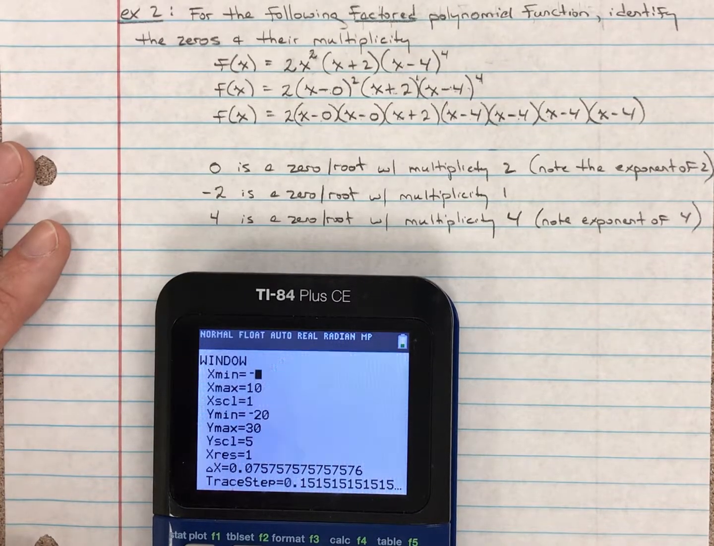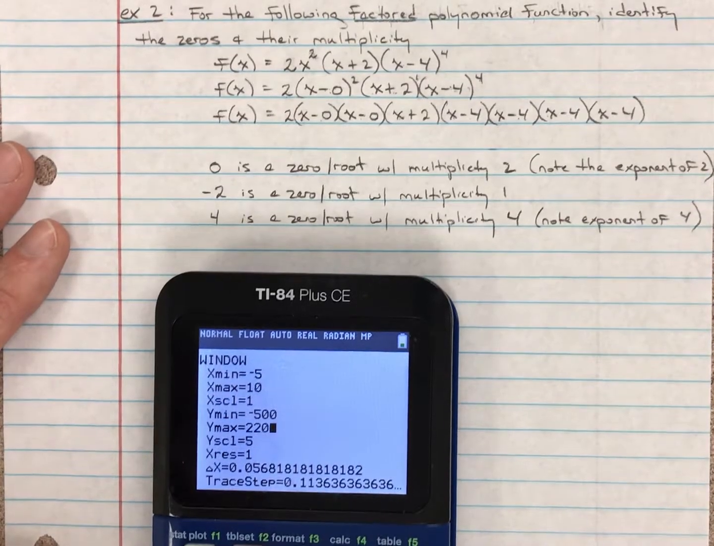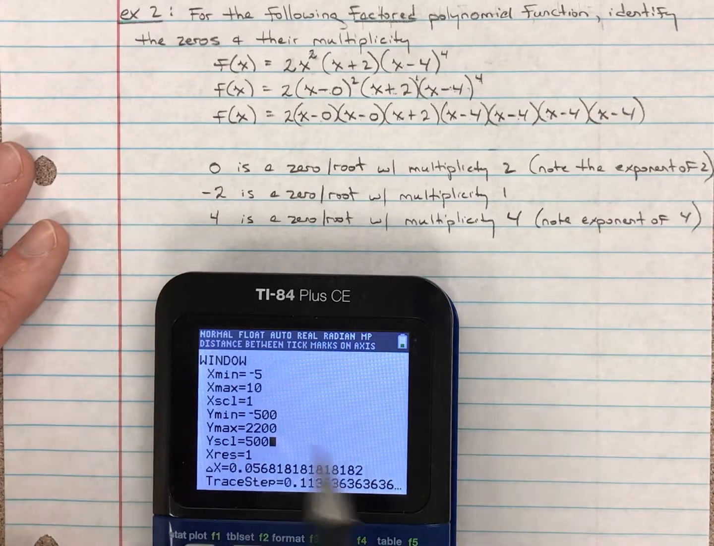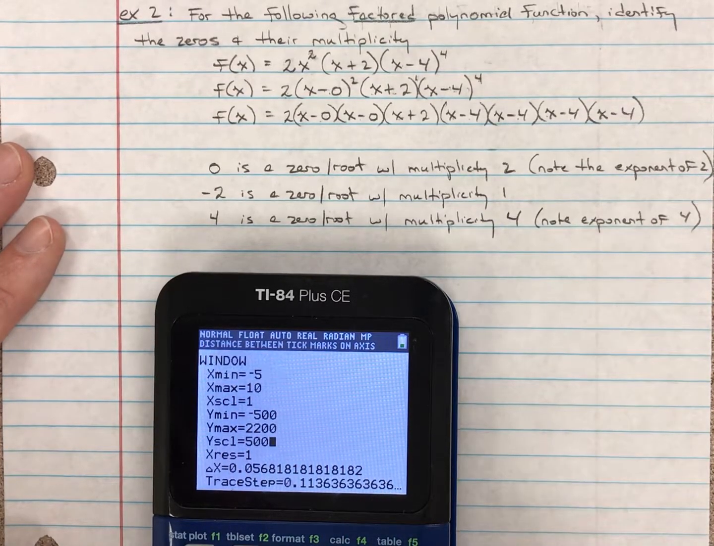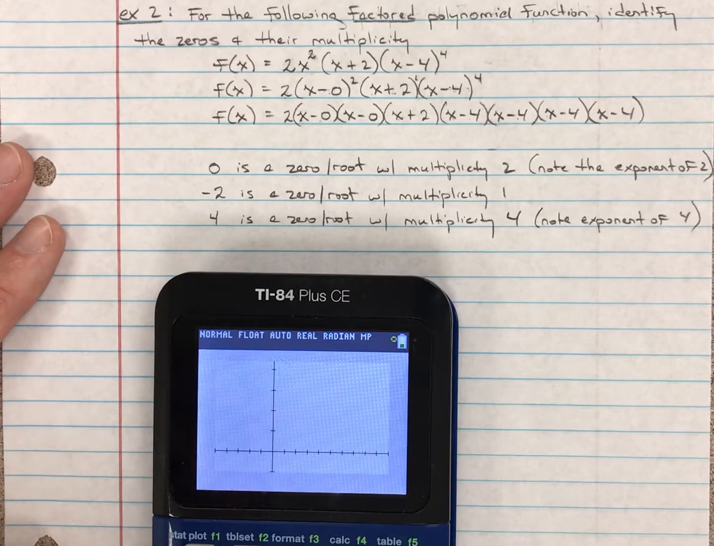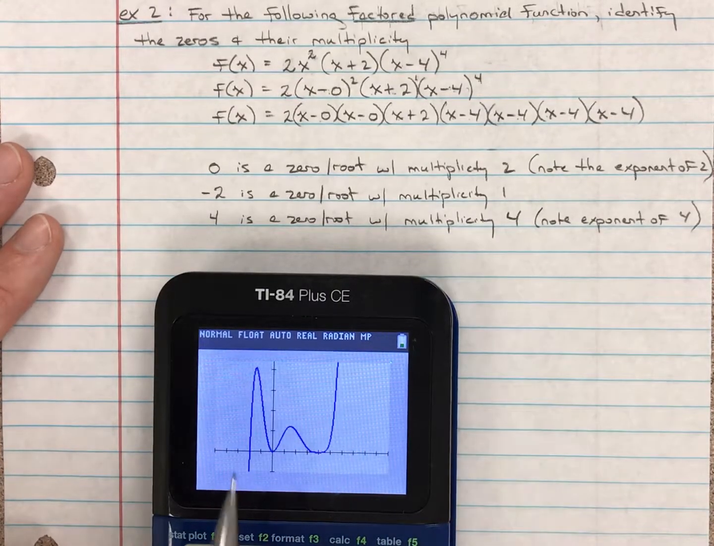We're going to go x from -5 to 10, and we'll count by 1. And the y, I'm going to go from -500 up to 2200, and I'm going to count by 500s. I prepared this problem, and this is going to make it work for us. And here it is. Okay? So as you can see, here's the root -2, here's the root 0, and here's the root 4.